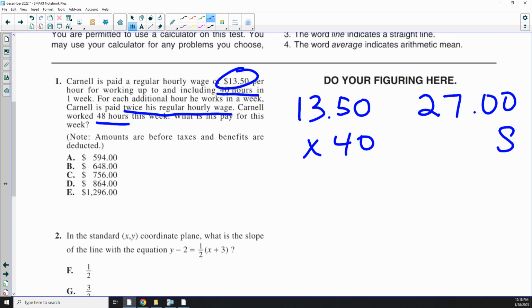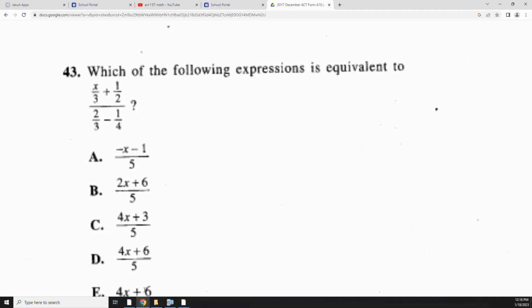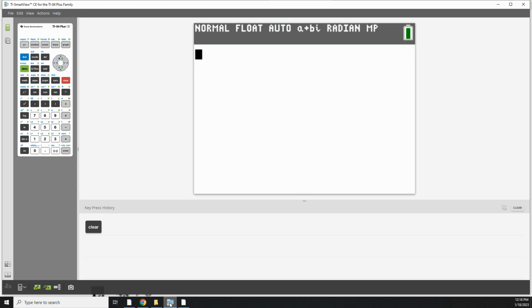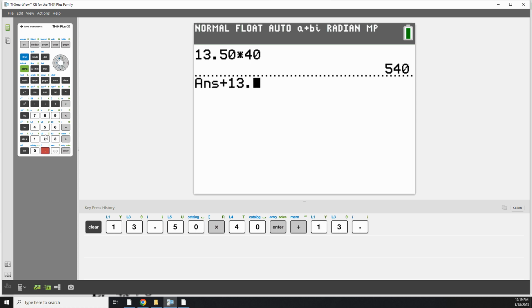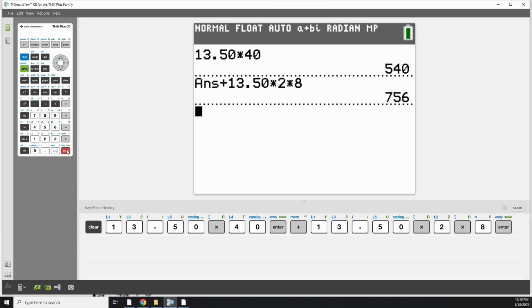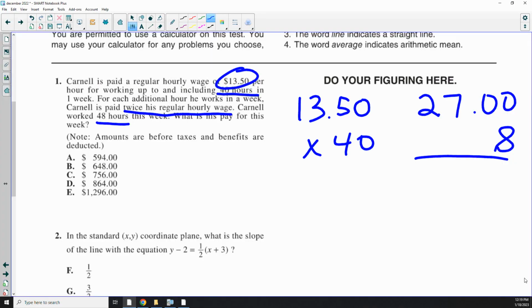I worked 8 hours. So what you have to do, this is a calculator problem, is go $13.50, my normal wage, times 40, and then you add the 8 at $13.50 times 2, which is 27, but you only work that for 8 hours. When you add those up, you get $7.56, which is choice C.